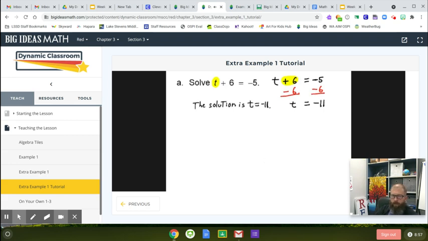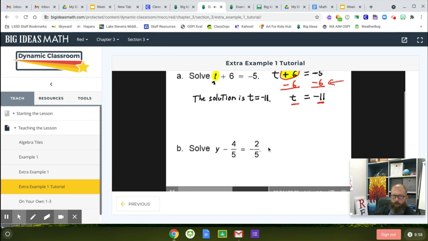Notice if we substitute negative 11 for t in the original equation, negative 11 plus 6 is negative 5, so that makes the equation true. To review our method of solving, we looked at adding 6 to the variable and decided what inverse operation undoes that. Then we used the subtraction property of equality to subtract the same number from each side and get an equivalent equation, which is the solution.